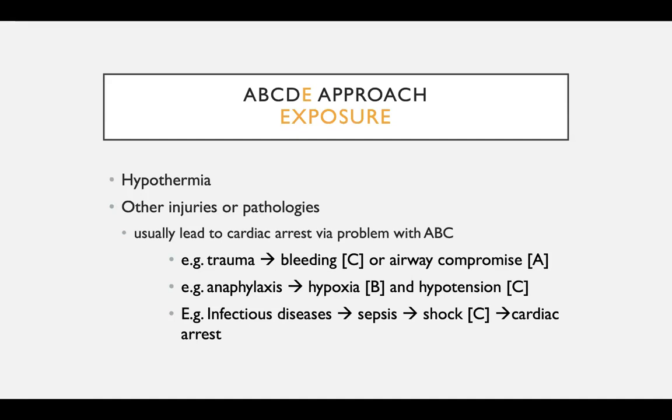So these usually wouldn't cause cardiac arrest directly due to an E problem, but would act via an A, B, or C problem. So you'd pick them up earlier. For example, trauma causes bleeding, which is a C problem, or airway compromise, which is an A problem, which can lead to cardiac arrest. Anaphylaxis can lead to hypoxia, which is a B problem, or hypotension, a C problem. And infectious diseases can cause sepsis, which leads to shock or hypotension, and that can cause cardiac arrest.